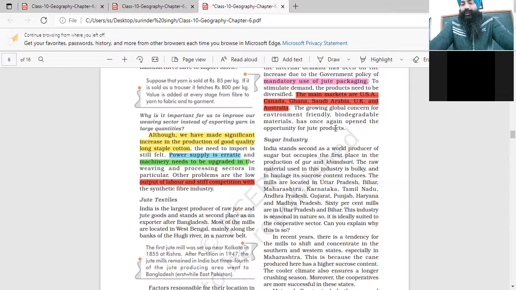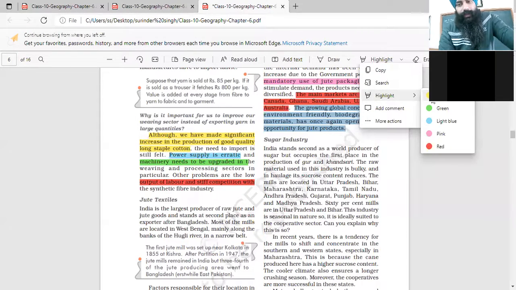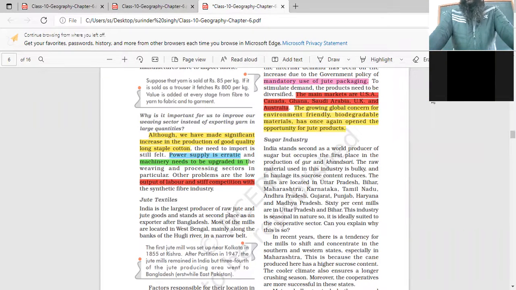Second, to ensure good prices to jute growers, the government tries to increase the prices or provide high prices to the jute farmers under this National Jute Policy of 2015. Next, improving the quality of jute products. So these three objectives are aimed at by the Government of India through the National Jute Policy.